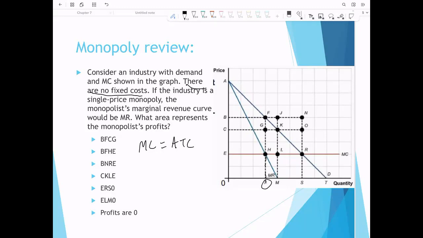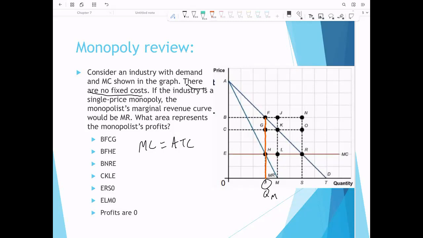How do we find out what the price is going to be? Yep, find where the quantity hits the demand curve. Commonly we call it QM, but you could call it whatever you want. QM just seems to make sense because it's a monopoly. So we have QM, find where it hits the demand curve. I'm going to draw this in a different color. It hits the demand curve at F.